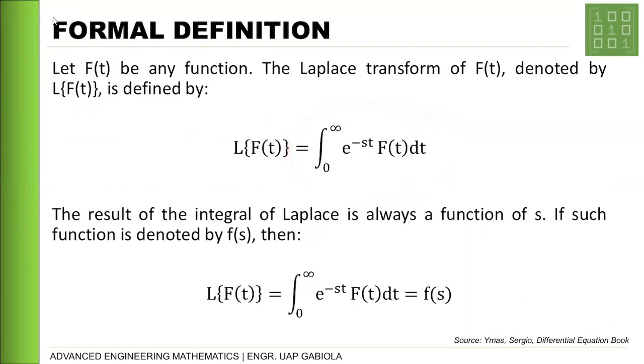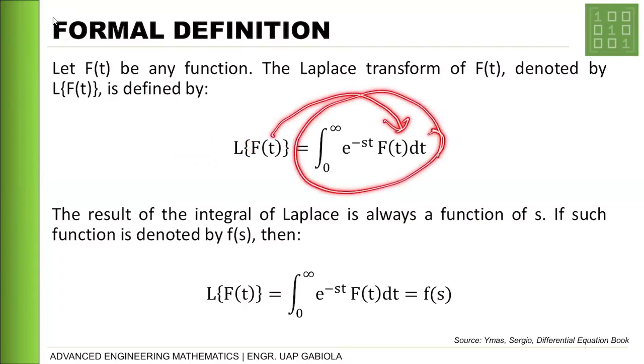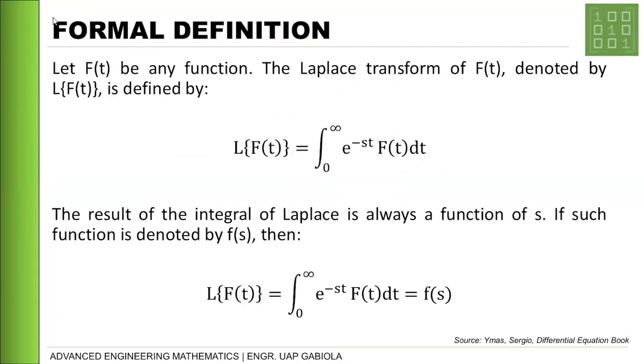When we see a function, for example this L, its symbol is the L written earlier, and then we have a particular function inside it. That function is f of t. So, what you will do is substitute it into our equation. You will always start with e raised to negative st multiplied by the function given inside the L, and then we will integrate all of those functions with respect to time. Okay, so the result of the integral of a Laplace is always a function of s.